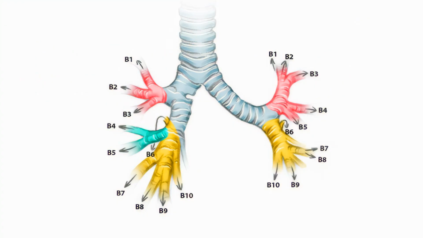Now there are 10 bronchopulmonary segments in the right lung. So there's 3 in the superior lobe, 2 in the middle lobe, 5 in the inferior lobe. And then there are going to be 8 to 10 segments on the left, so 4 or 5 in the upper lobe, 4 or 5 in the lower lobe.